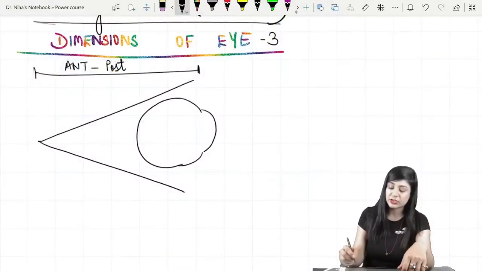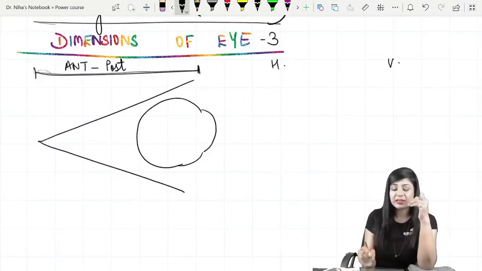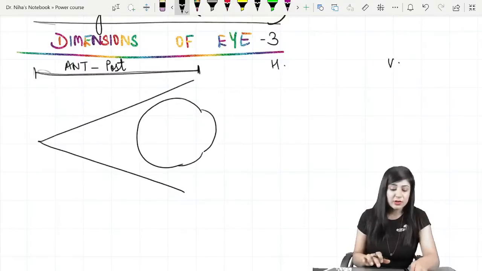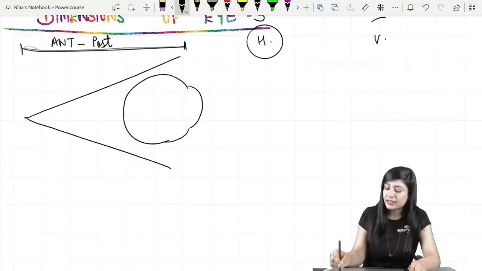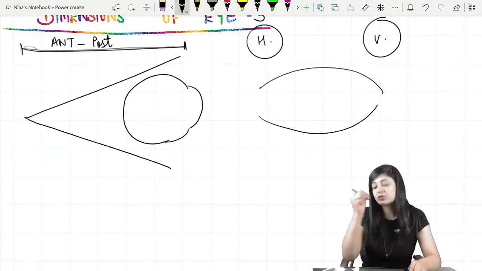Diameters were antero-posterior, then it was horizontal and also vertical. Now you can see that this diameter will be the largest because it is in the orbital cavity. Now, if you compare between horizontal and vertical, our eyes are horizontally set.